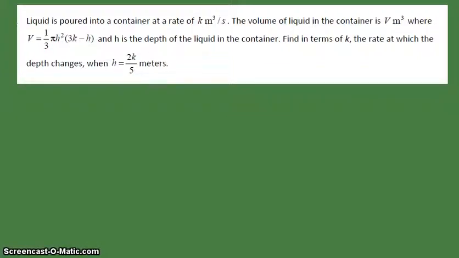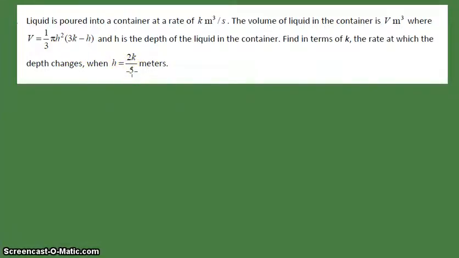Okay, hi. In this video, I'm going to show you how to solve another application of differentiation. In this case, it says liquid is poured into a container at a rate of k cubic meters per second. The volume of liquid in the container is V cubic meters, where V is equal to 1/3 pi h squared times the quantity 3k minus h, and h is the depth of the liquid in the container. What we want to do is to find, in terms of k, the rate at which the depth changes when h is equal to 2k over 5 meters.